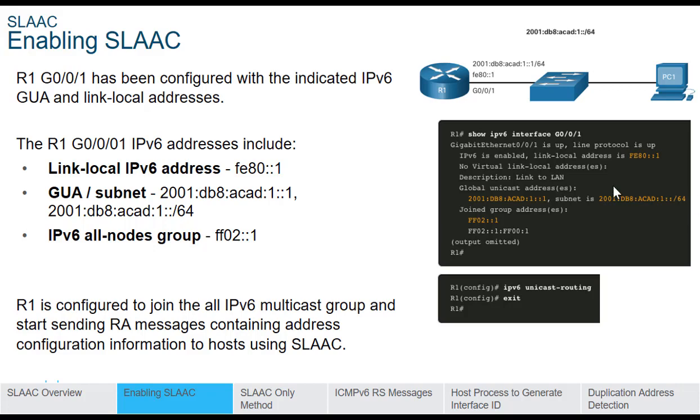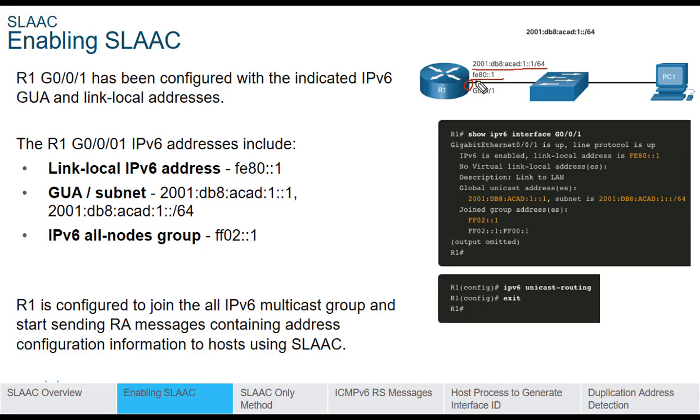Okay, so in this diagram on the right hand side, let me just highlight that. You have a global unicast address and you have a link local address that's been assigned to an interface, manually assigned. That is SLAAC.